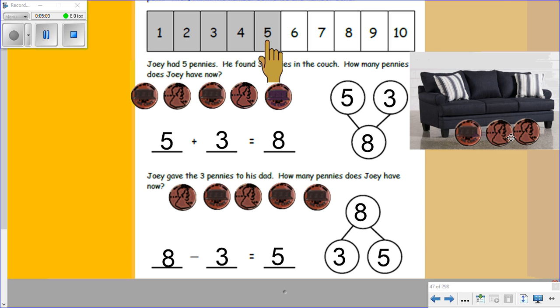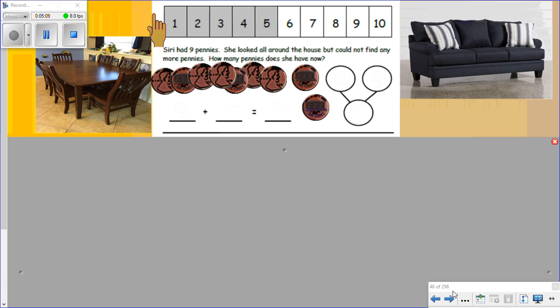Have you ever found pennies or coins in the couch of your house? Oh, we've still got some pennies in a couch and a dining room table.